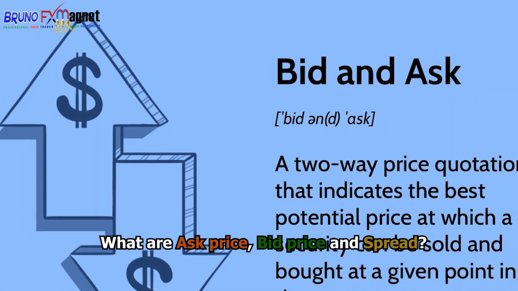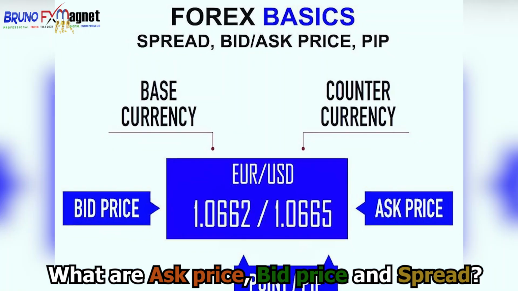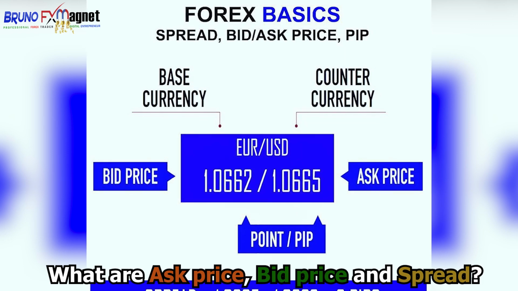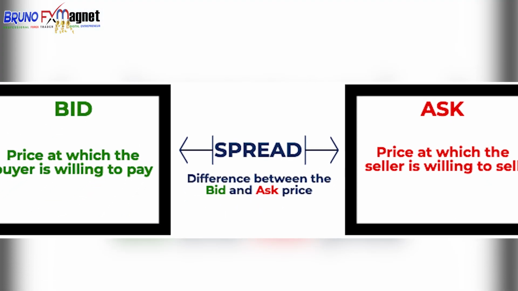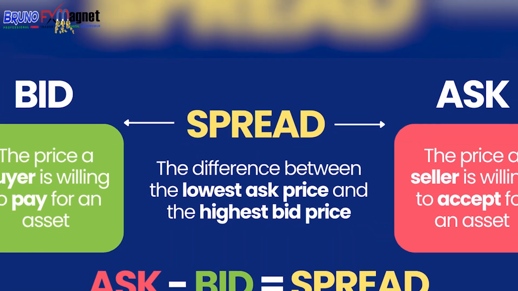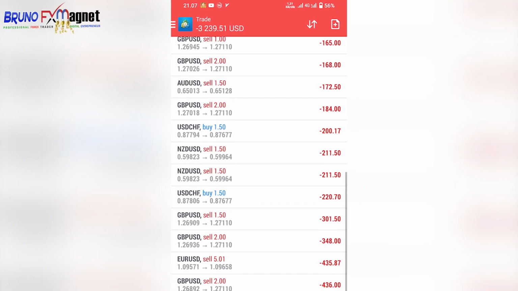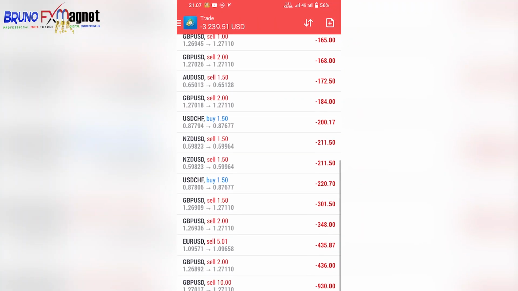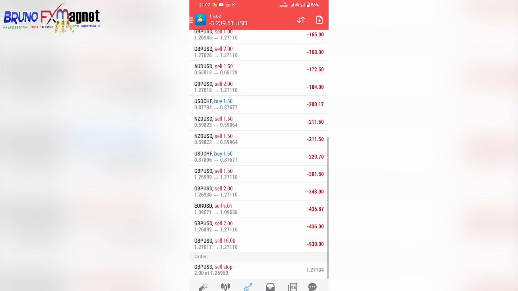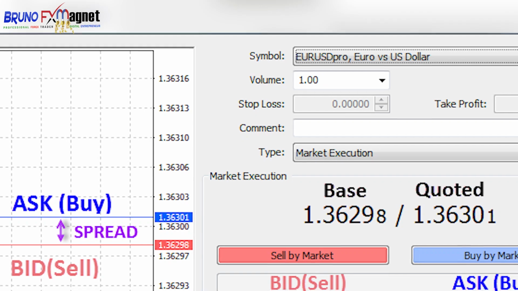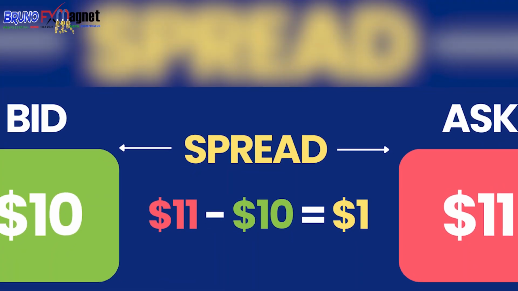Alright? What are ask price, bid price and spread? Like other financial markets, the forex market has a bid and ask price and spread. Spread simply is the difference between the price at which a currency pair can be bought and sold. This is what accounts for the negative number in the profit or loss column as soon as you place a trade. It's a spread. Before we go any further, let's define the two terms, bid price and ask price.